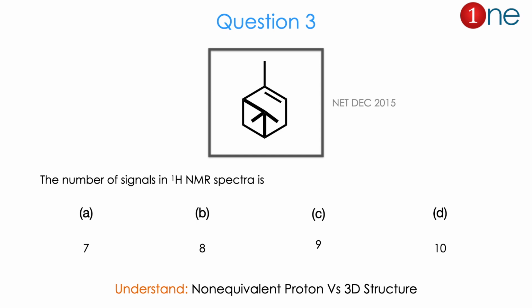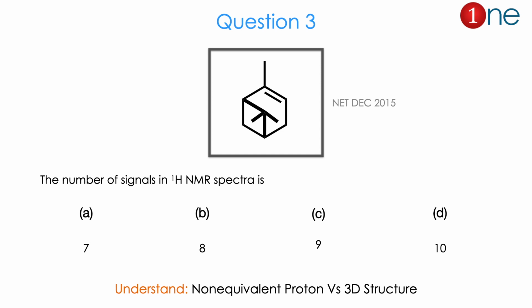Then question number 3. They gave a bicyclic compound with a bridged carbon, 2 methyl groups, an alkene, and a side methyl group. They are asking for the number of signals in the proton NMR spectrum. They are asking whether it is 7, 8, 9 or 10.